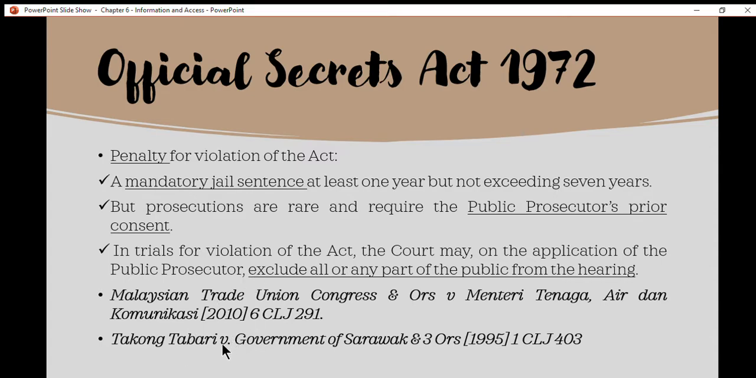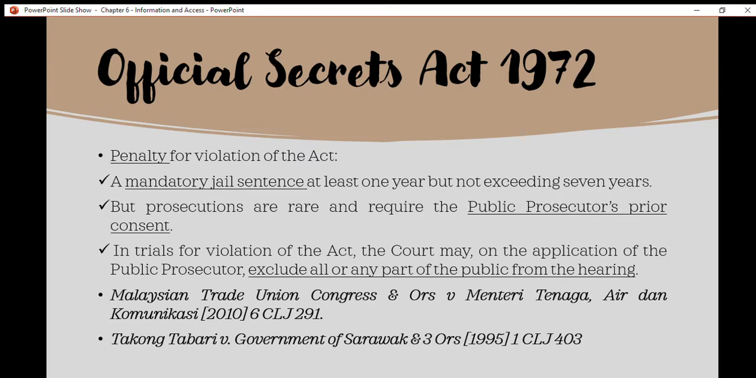Other case, you may refer to the case of Takung Tabari against the Government of Sarawak and three others. So in this case, according to Justice Richard Malanjum, the Official Secrets Act deals mainly with the prevention of unauthorized disclosure of official secrets and thus created offenses for any such infringement. So he stated that this act is important because it deals with the unauthorized disclosure of government secrets, and then it also provides a few punishments to the wrongdoers.